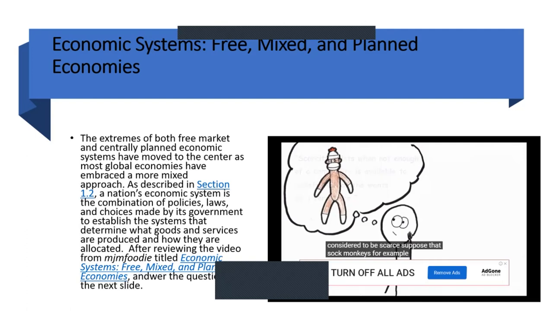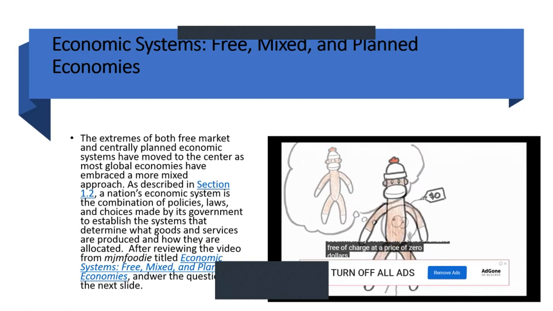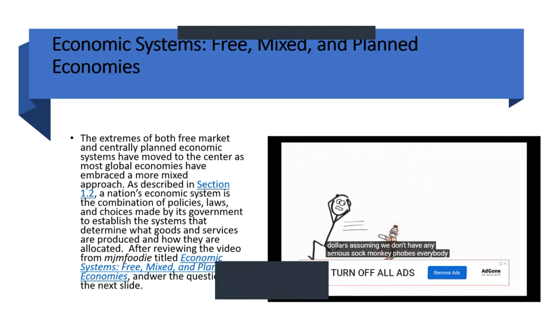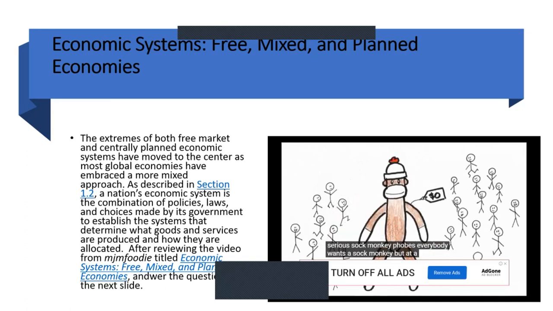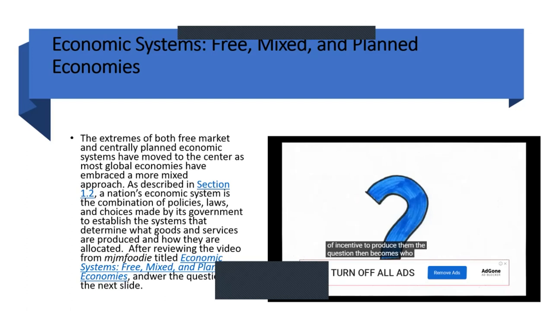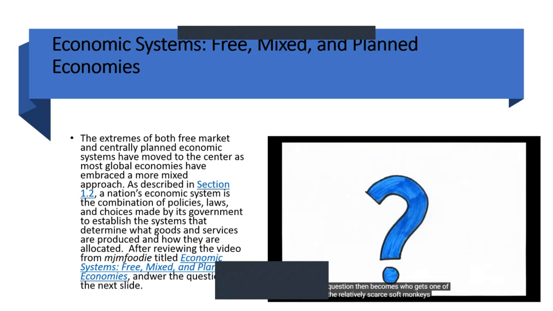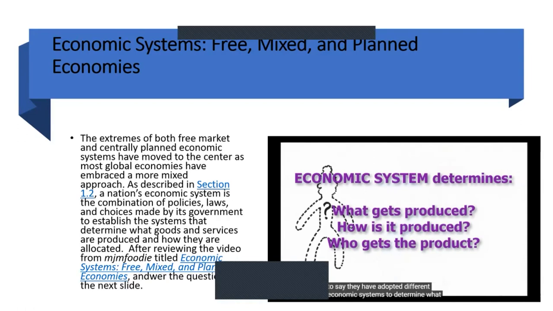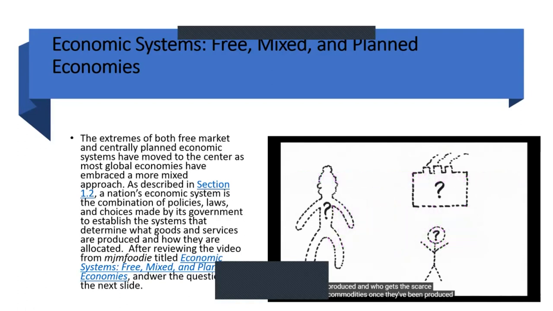Suppose that sock monkeys, for example, are available free of charge. At a price of $0, assuming we don't have any serious sock monkey phobes, everybody wants a sock monkey. But at a price of $0, there just aren't enough sock monkeys to go around. While lots of people want a sock monkey, there just isn't a whole lot of incentive to produce them. The question then becomes, who gets one of the relatively scarce sock monkeys? That is, by what means will these monkeys be allocated? Different societies have tried different methods of allocation, that is to say, they have adopted different economic systems to determine what products are produced, how they get produced, and who gets the scarce commodities once they've been produced.